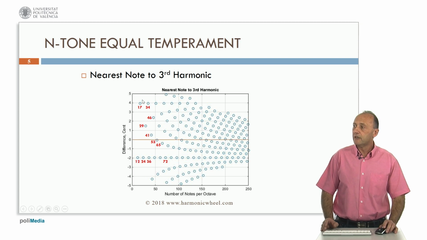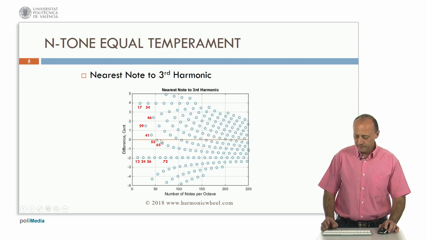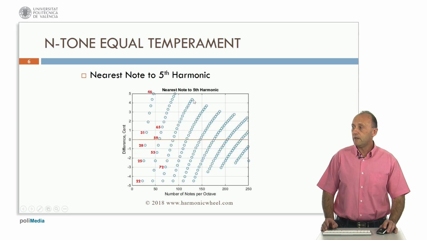For example, between 12 and 17, there is no point represented here because in those cases, the note which is the nearest one to this harmonic is more than 5 cents apart from the harmonic 3, so it does not appear in the graph. And so on for different numbers of notes. Here we can see 29, 41, 53. With 53 divisions, there is one note which is practically equal to the third harmonic. We repeat the process with the fifth harmonic.